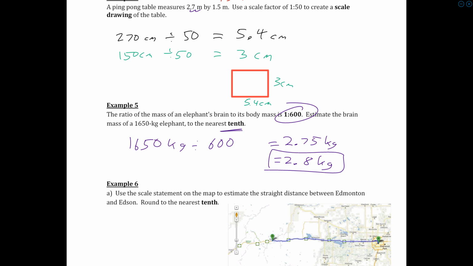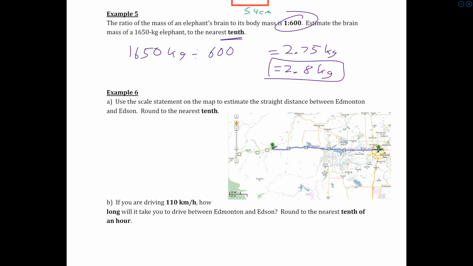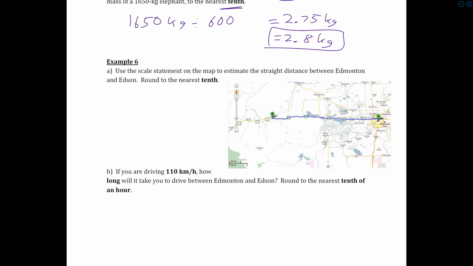Now we've got one more here that I want to look at with you. So you notice on this Google map, we have this 20 kilometer mark. Now, it's asking us to use this scale statement to estimate the distance. One thing you can do is measure it, right? You can take your ruler and measure. Here is this measurement. It looks like it's 0.7 kilometers. And then you can measure from here to here. It looks like it's about 7 centimeters.